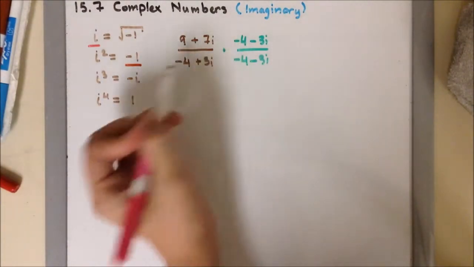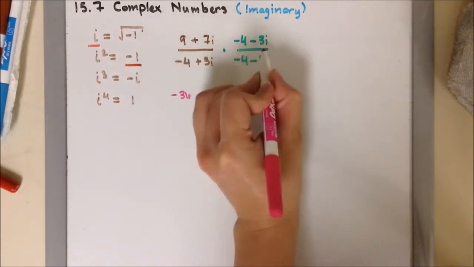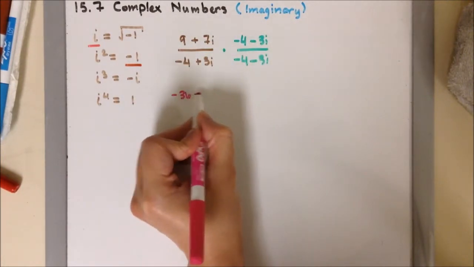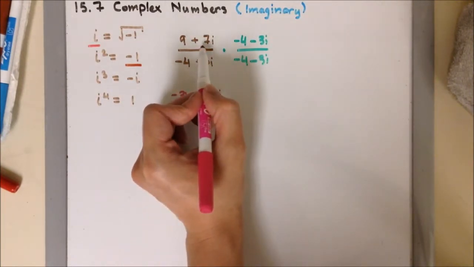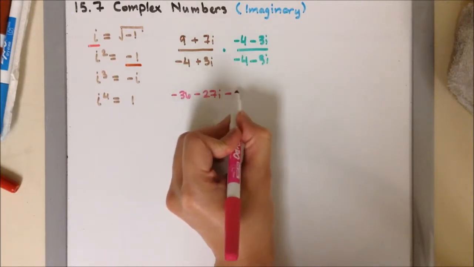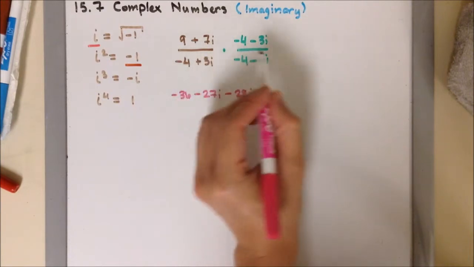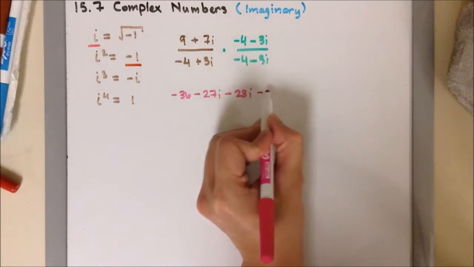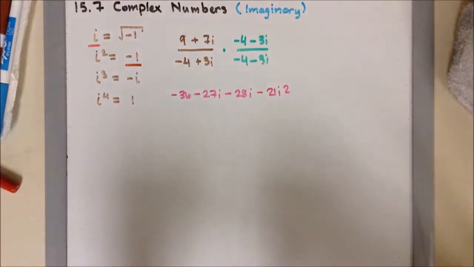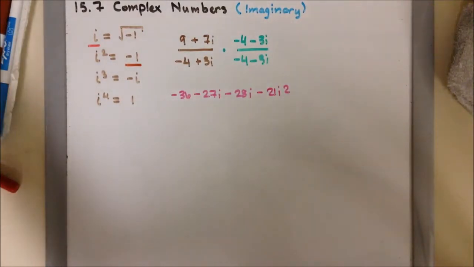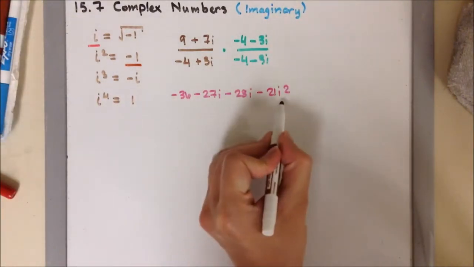So 9 times negative 4 is negative 36. 9 times negative 3i will be negative 27i. Positive 7i times negative 4 will be negative 28i. And then positive 7i times negative 3i will be negative 21i squared. And then we're going to FOIL the denominator.